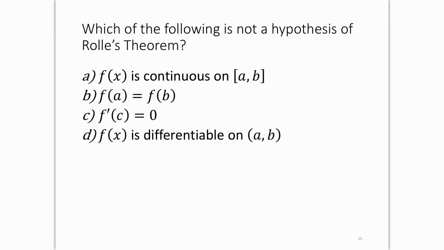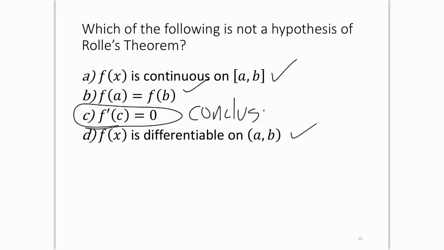Alright, so let's look here. Hypothesis means we're looking at the beginning part. Well, f of x is continuous. Well, that's definitely one of the hypotheses, so we need that. f of a equals f of b, we need that. Differentiable, we need that. Oh, f prime c equals 0. This is not part of the hypothesis. This is the conclusion of the theorem. So the answer would be C.